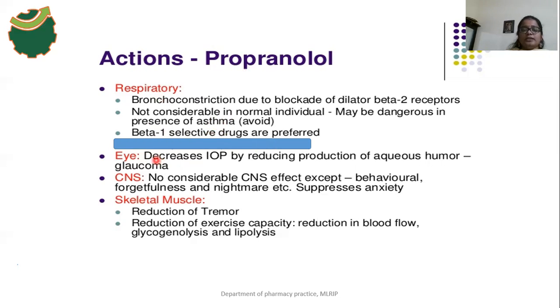Okay, and next, the effect on the eye. It decreases the intraocular pressure. Propranolol decreases the intraocular pressure by reducing the production of aqueous humor. That's why propranolol is used for the treatment of glaucoma. There is no effect on pupil size; it only decreases the production of aqueous humor and thereby the intraocular pressure. So that's why it is used for the treatment of glaucoma.